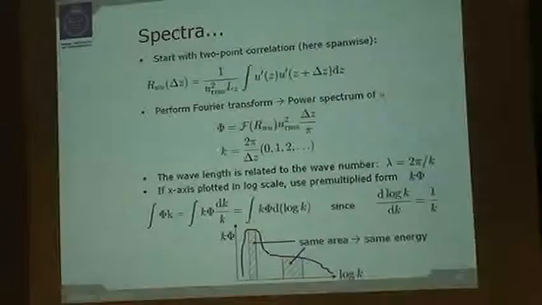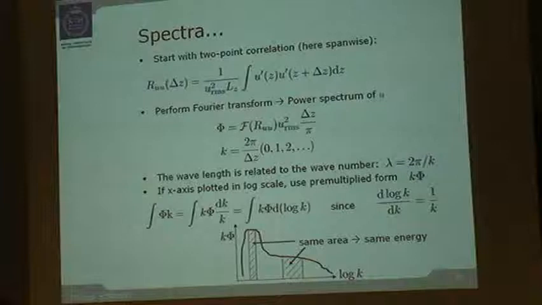Now, another aspect is, usually if one plots a spectrum, the usual way is to plot it in log. And you have, for example, in turbulence, the k to the minus 5/3, which is then obviously a straight line. This, of course, one can also do here. I just want to mention one important aspect here.